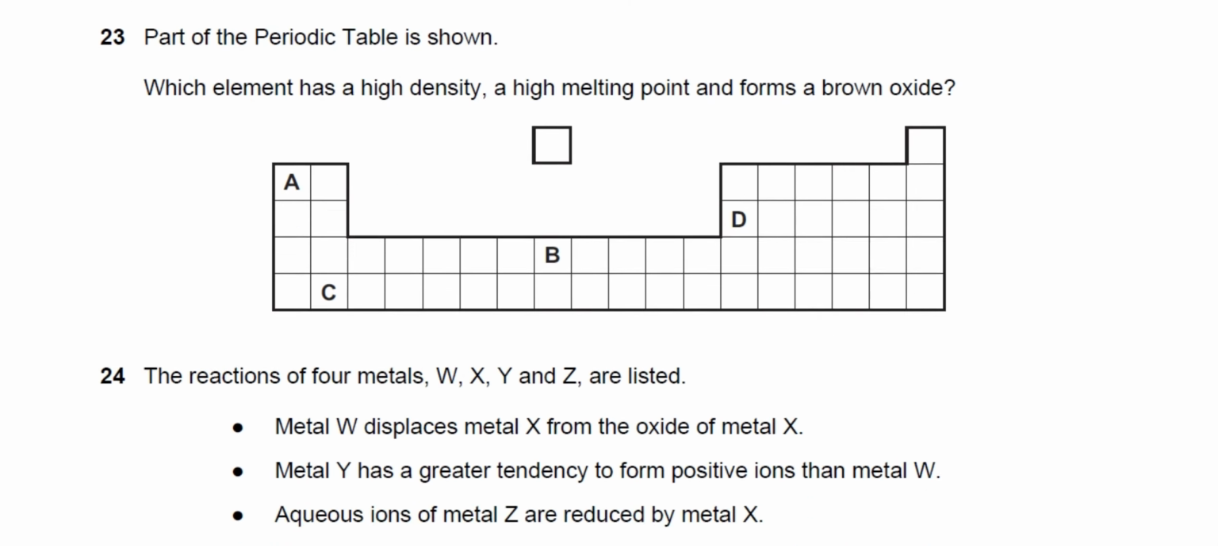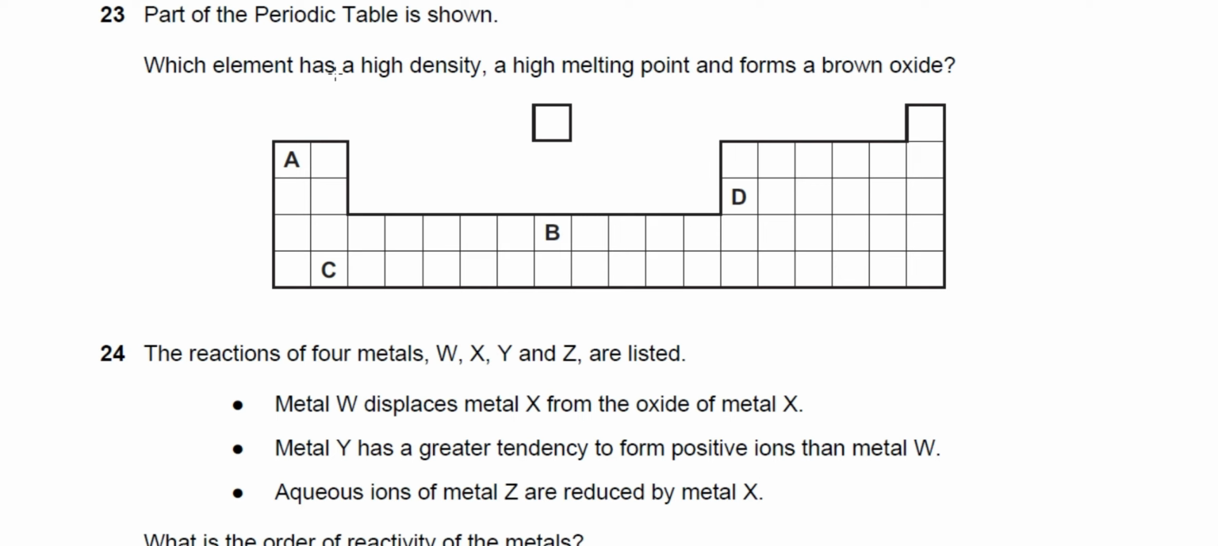Question 23. Again, a sketch of the periodic table is given. He says which element has high density. We know very well the transition metals have high density, and transition metals are in between group 2 and group 3. So we have only one choice, B. These are transition metals. Simple question.